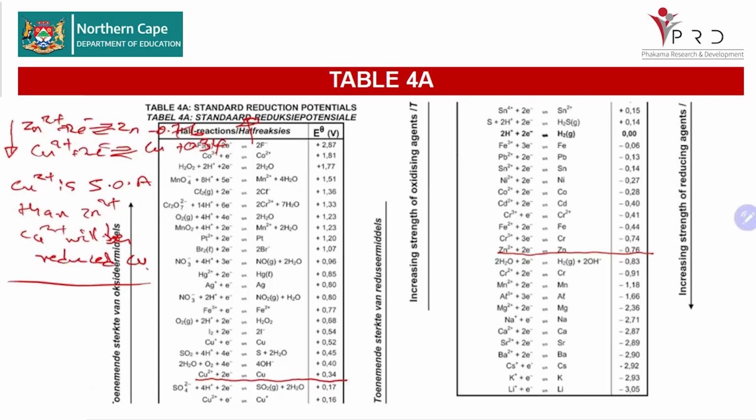If we're saying use oxidizing ability, it means you'll go to the left and compare apples with apples. You can't now compare zinc 2 plus and copper. No, it must be what is on the left, the oxidizing agents, that you are comparing. What is on the right are the reducing agents that you are comparing.